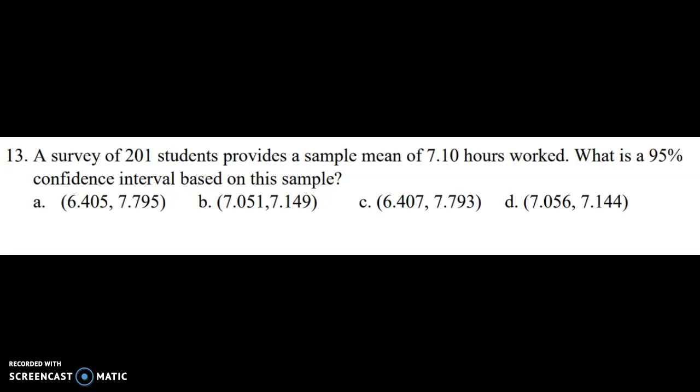Question 13. A survey of 201 students provides a sample mean of 7.10 hours worked. What is a 95% confidence interval based on the sample? Okay, based on question 12, we know that the margin of error is 0.695, and what they gave us was x bar is equal to 7.10. Okay, so that is our sample mean.